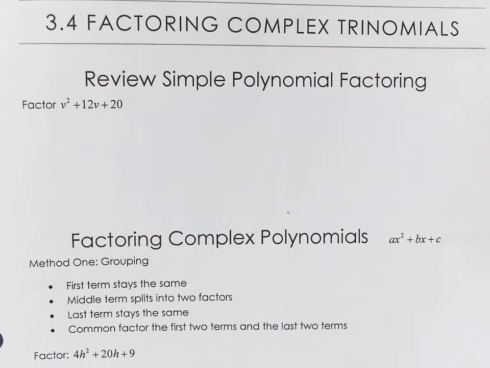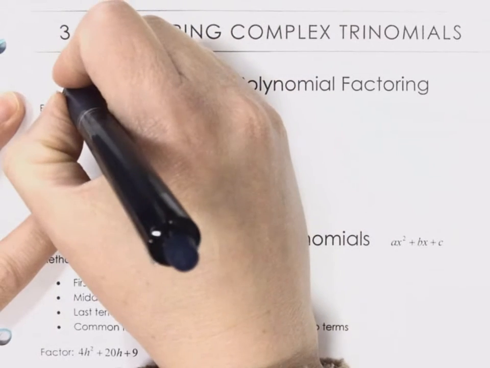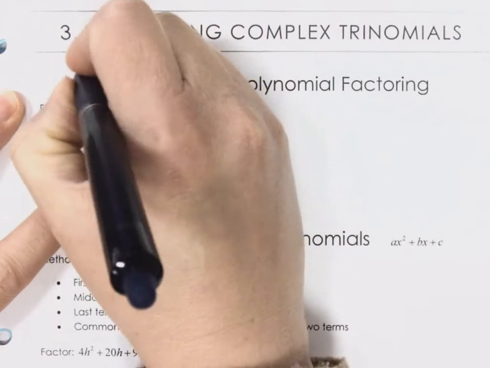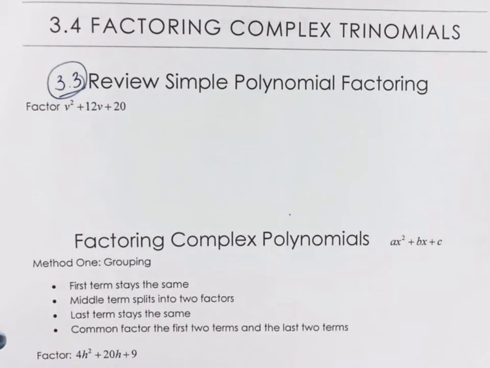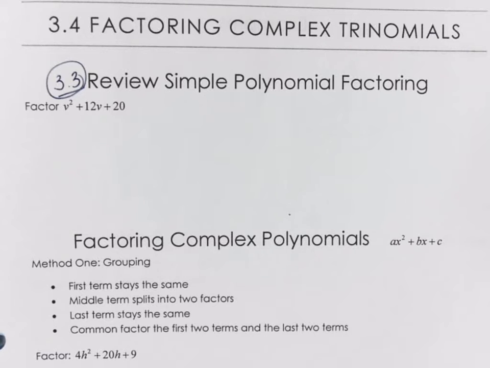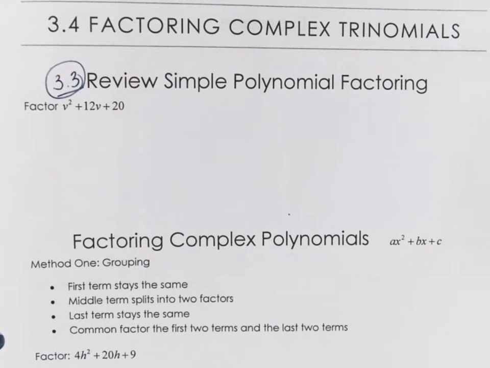Okay. So this is going to build on the skills that we did on Friday. So let's go back. This is Friday's lesson. So this here is your 3.3. This is what we did on Friday. So how do we break this down? And we're going to unmultiply. We're going to get it back into those two binomials.